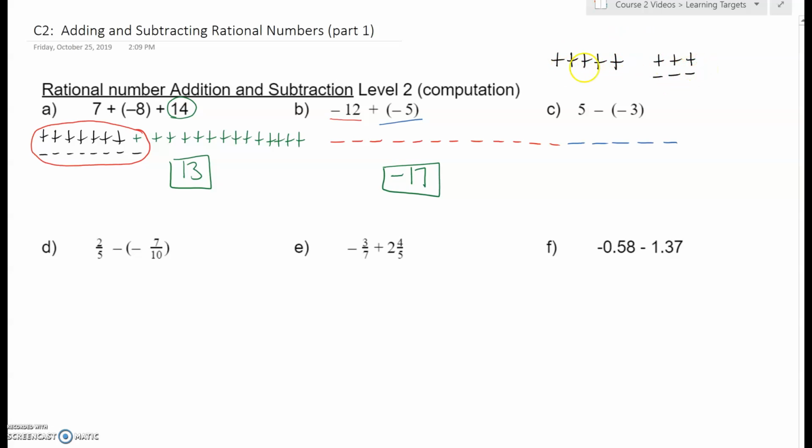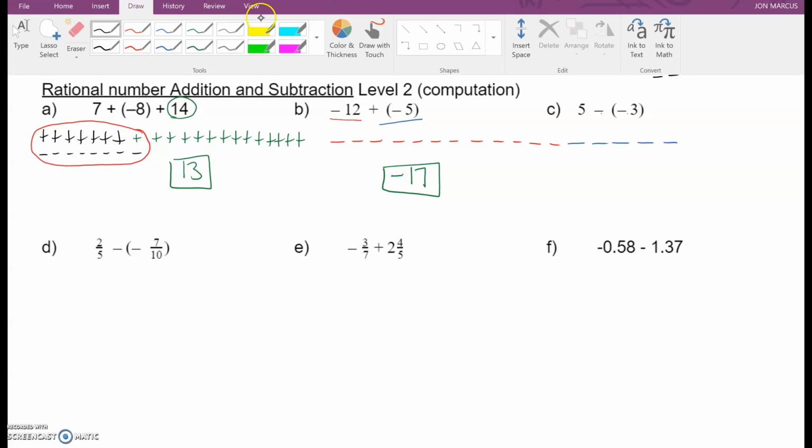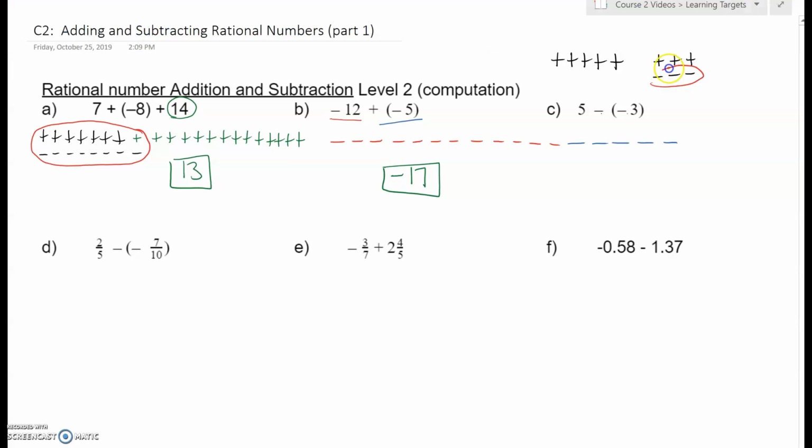Now we still have 5 as our starter. We still have 5 positives. And now we can remove 3 negatives. We now have the negatives to remove. So now we can remove these 3 negatives. And what we're left with is really just +3.